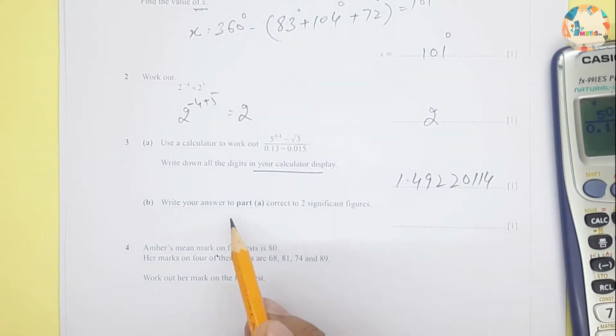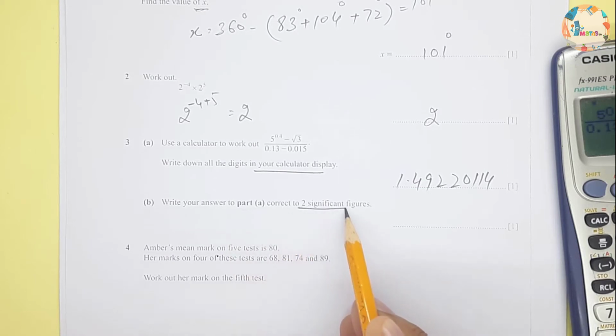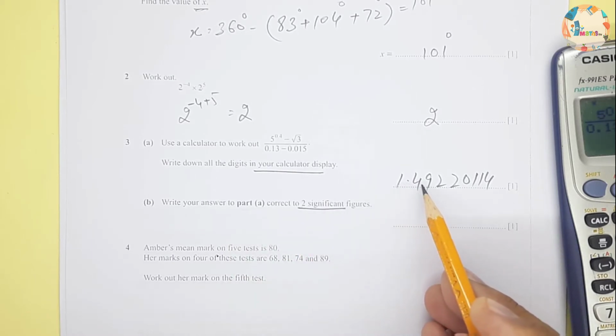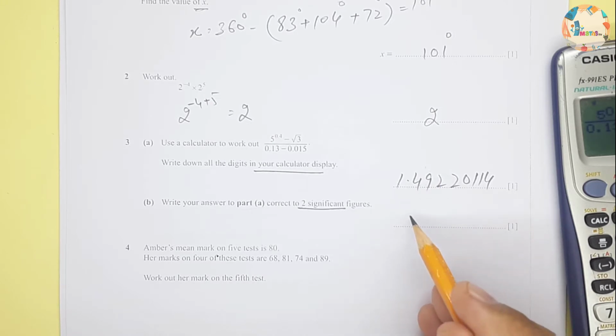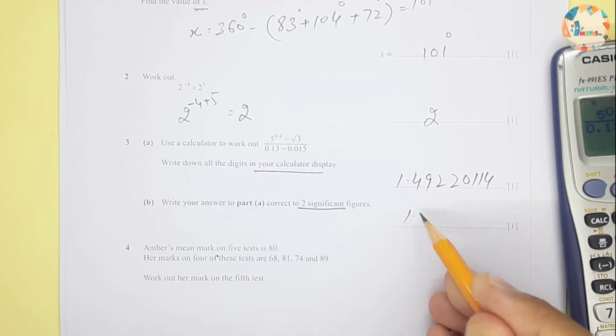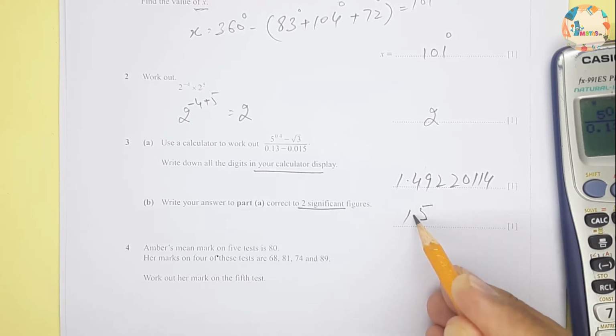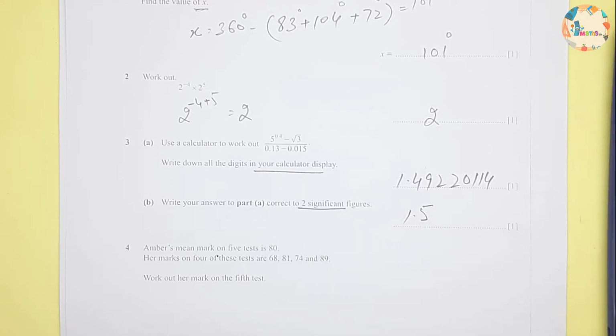Write your answer to part A correct to two significant figures. So this is significant, this is also significant. So we'll have to cut from here. This is 9, which is more than 5, so we'll add 1 in this one. So it will be 1.5. So this is two significant figures.